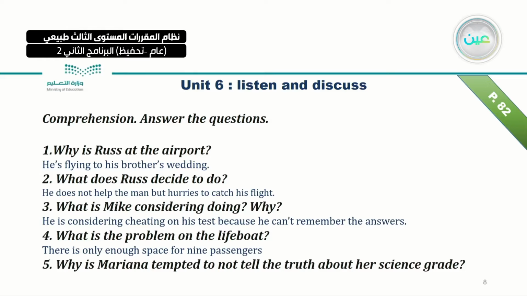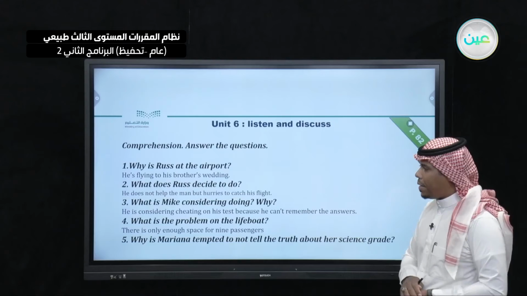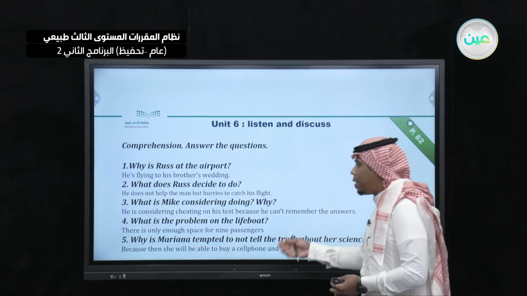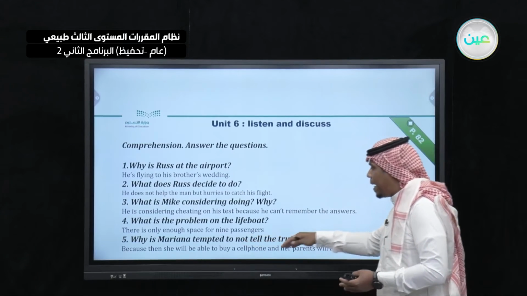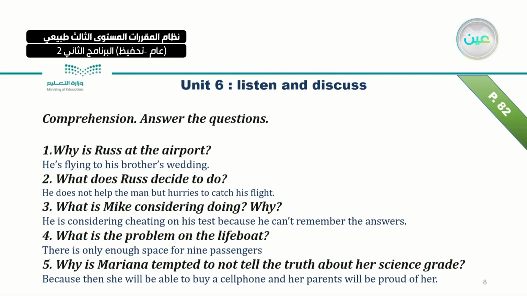5. Why is Mariana tempted to not tell the truth about her science grade? Actually, because then she will be able to buy a cell phone and her parents will be proud of her. Okay, so she will be able to buy a cell phone and her parents will be proud of her. Good.